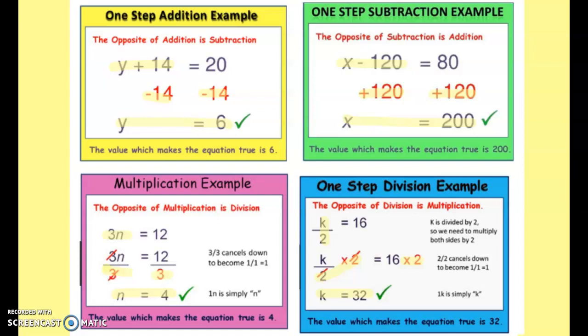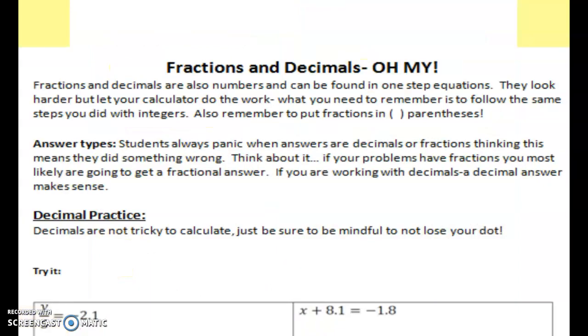So looking at those four examples, those were all using integers, right? All whole numbers, positive and negative numbers. So today we're going to take a look at completing your note sheet on page 10, which at the top you see fractions and decimals. Oh my! These types of numbers can also be found in one-step equations, but what you have to remember is the operation or how you go about solving the problem is exactly the same as you did with integers.